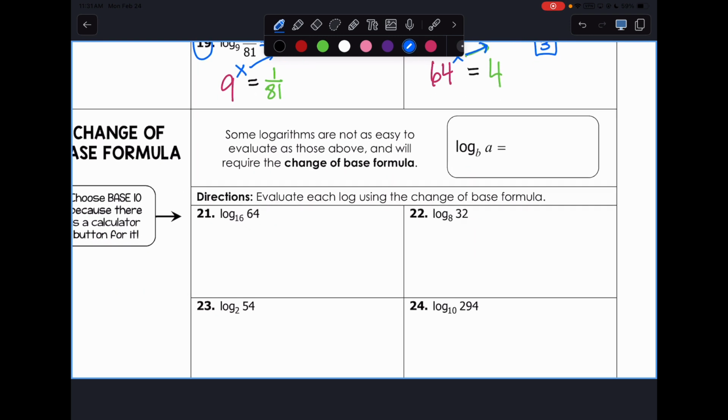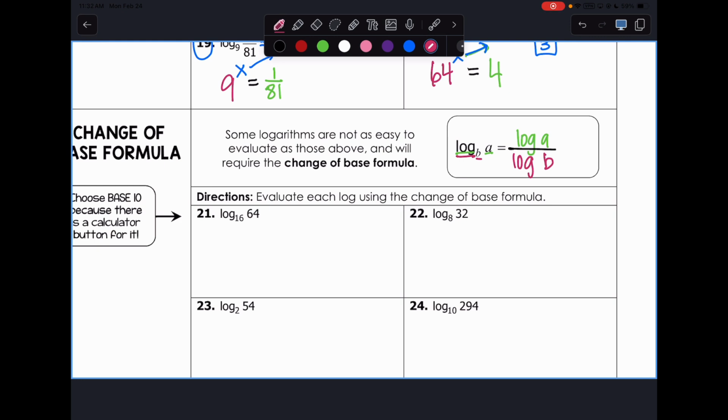So the way that we can change the base is by doing this. You can take log of A divided by log of B, and you get the exact same thing as log base B of A. You get exactly the same thing.